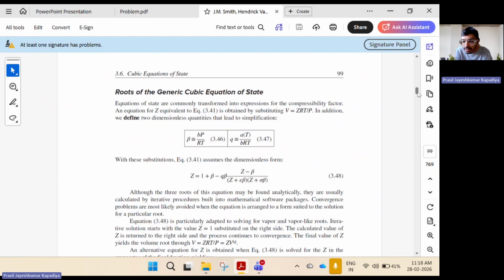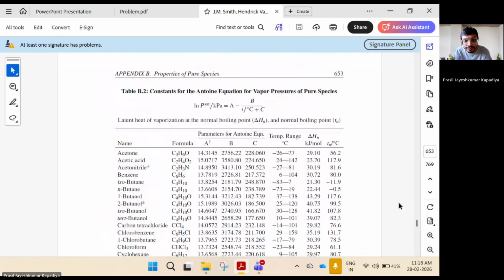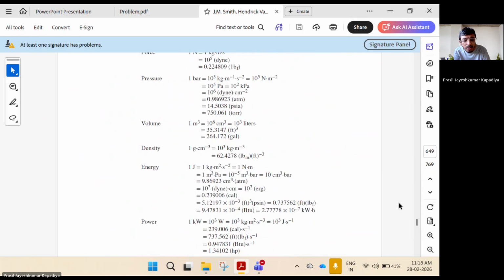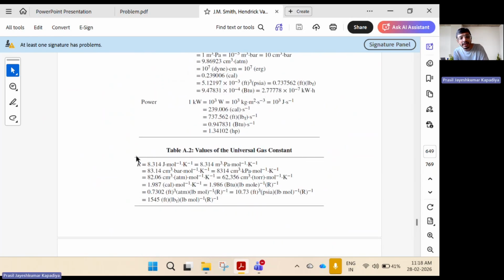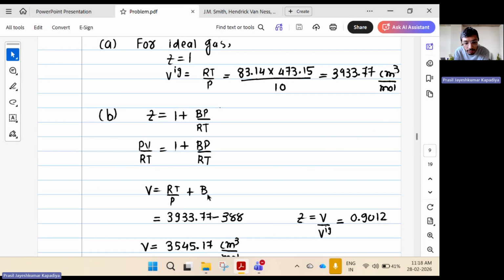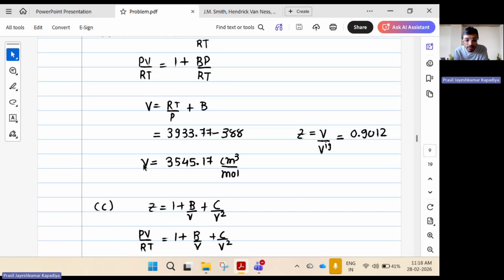Let me check one thing from these tables. Yes, the value of R is 83.14 in terms of centimeter cube, so we are fine. We don't need to change it, because when we are taking 83.14, volume is in terms of centimeter cube per mole and pressure is in terms of bar. So 3933.77 minus 388. My volume is coming out to be V equal to 3545.17 centimeter cube per mole.